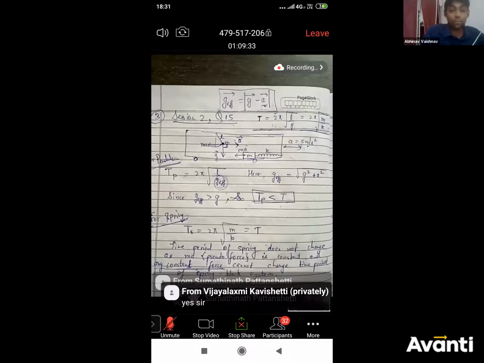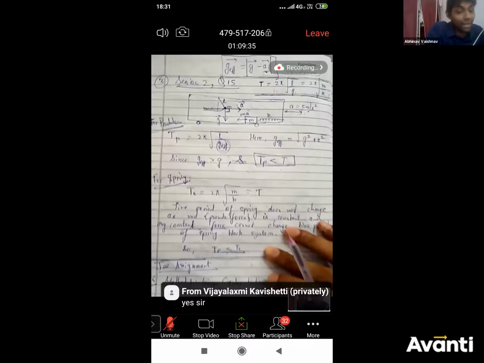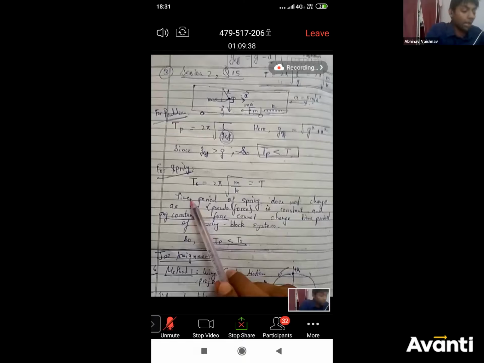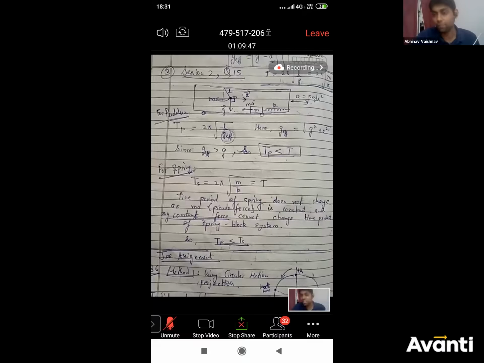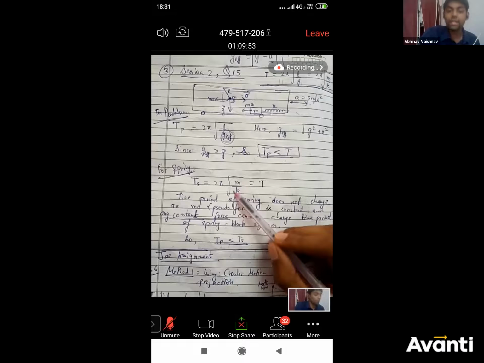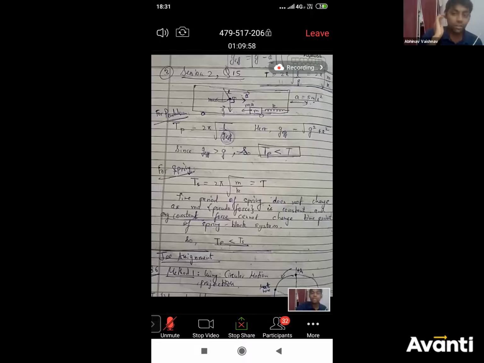Now let's come to the spring. If we talk about spring, what is the time period of spring? 2 pi root m by k, right? But we already know this concept that the time period of a spring block system only depends on the properties of the system. m and k are properties of the system. It does not depend on any other external force, if it is constant.